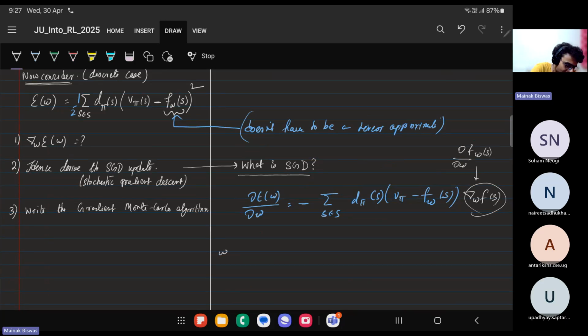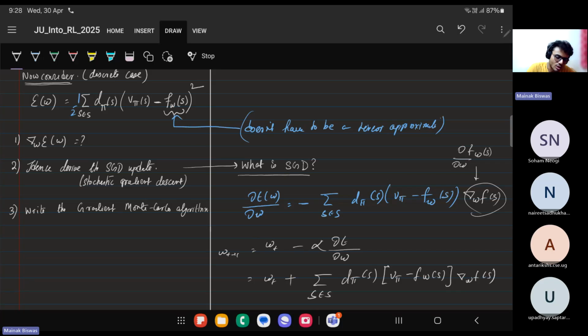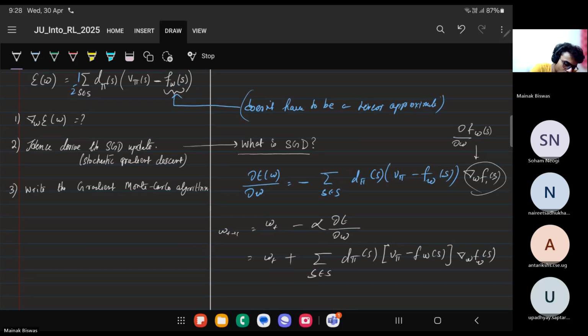Now what we can do is W_{t+1} can be iteratively written as W_t minus alpha times d epsilon by dW, which is W_t plus the summation over s in S of d_pi(s) times (V_pi minus f_W(s)) times the gradient of f_W(s). Do you agree? Any questions? So again, you get another added advantage with this. We get the gradient, we'll write down the SGD, and we'll see what is an SGD and so on.